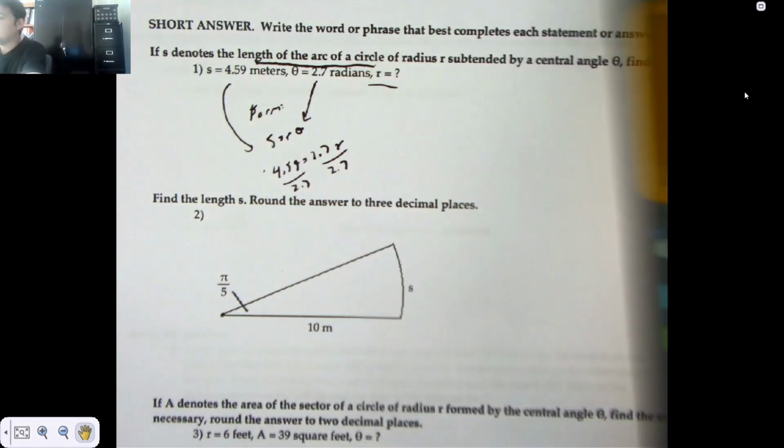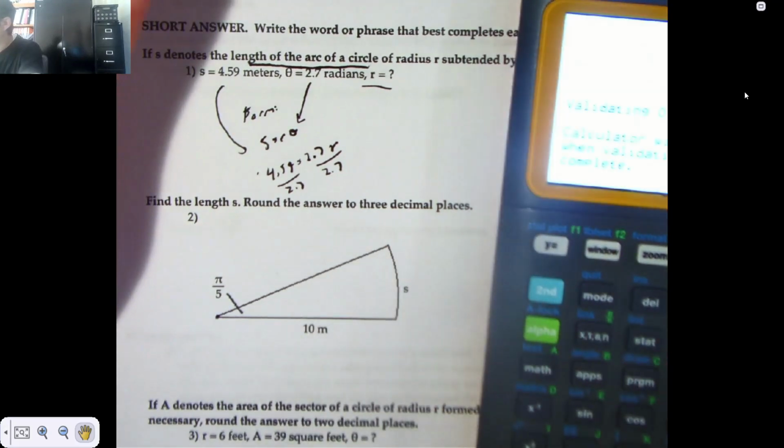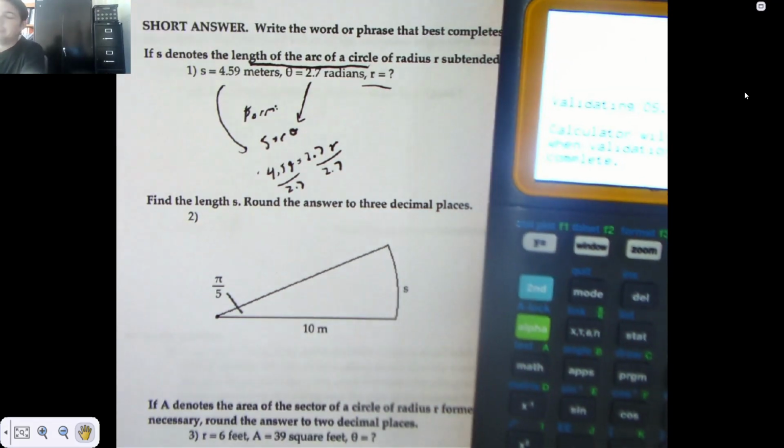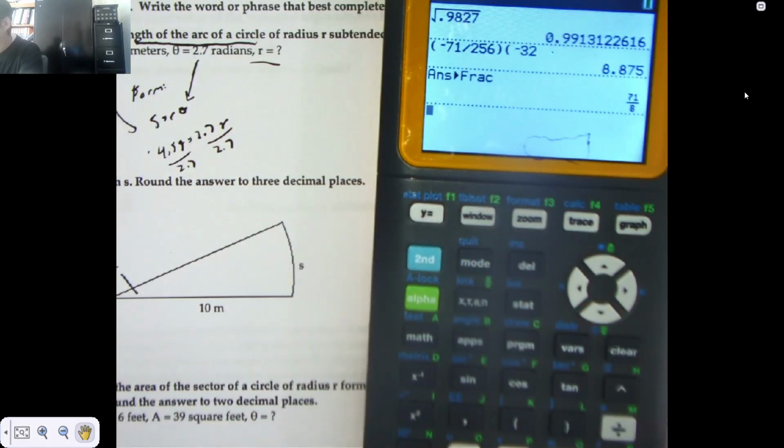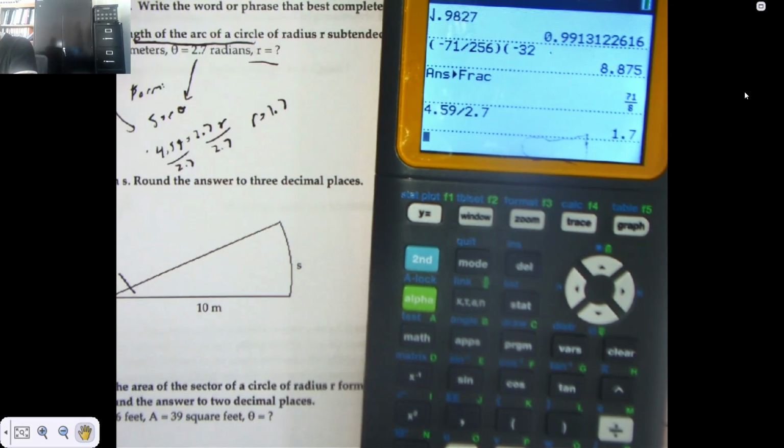I say round it. It doesn't even say about find the missing quantity or rounding. And I gotta wait on the calculator. 4.59 divided by 2.7. The radius is 1.7 meters.